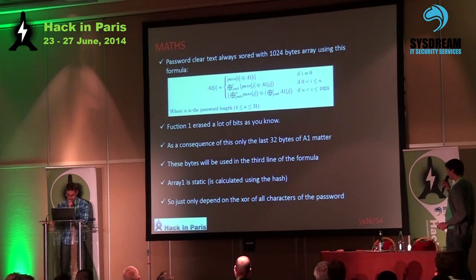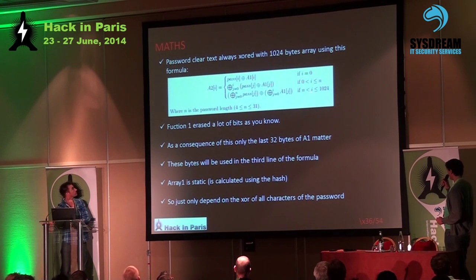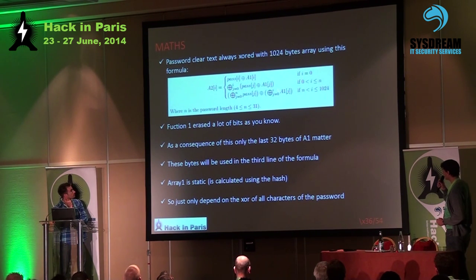So these bytes will be used in the third line of the formula, because it's between i and 1024. As array one is static, because the hash is known to us, we only have to take care of this part of the formula. And actually this part is the sort of all the characters of the password.